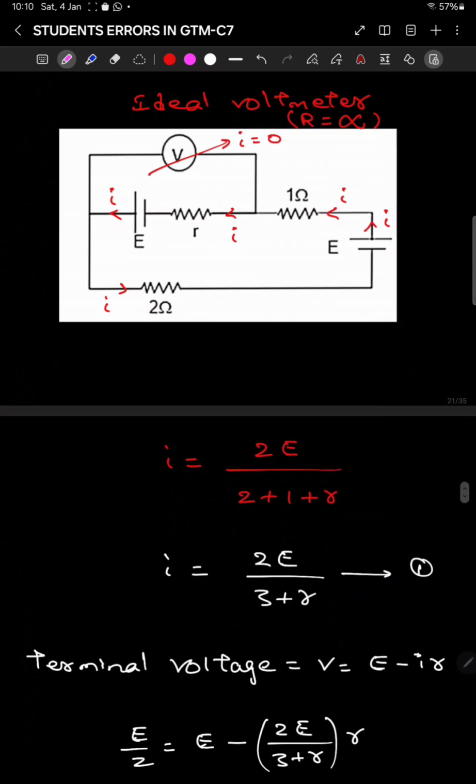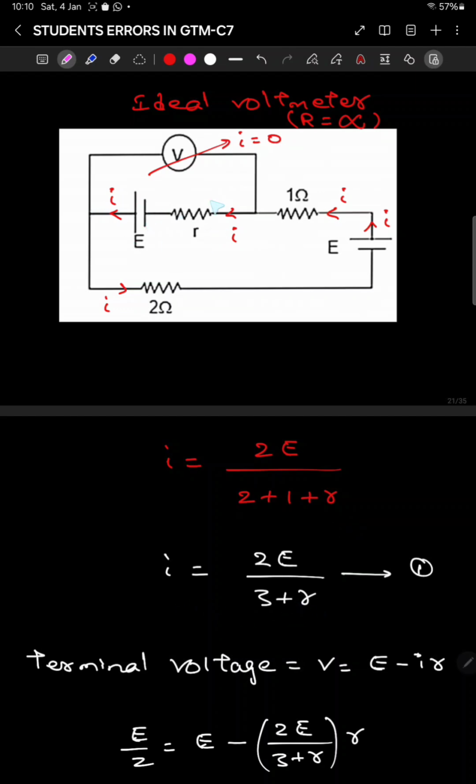Let us apply this now. In this closed loop, current equals total EMF by total resistance. Positive connected to negative, these two cells are in series. So E plus E, 2E, by total resistance, 2 plus 1 plus r. We got the I value in terms of small r.